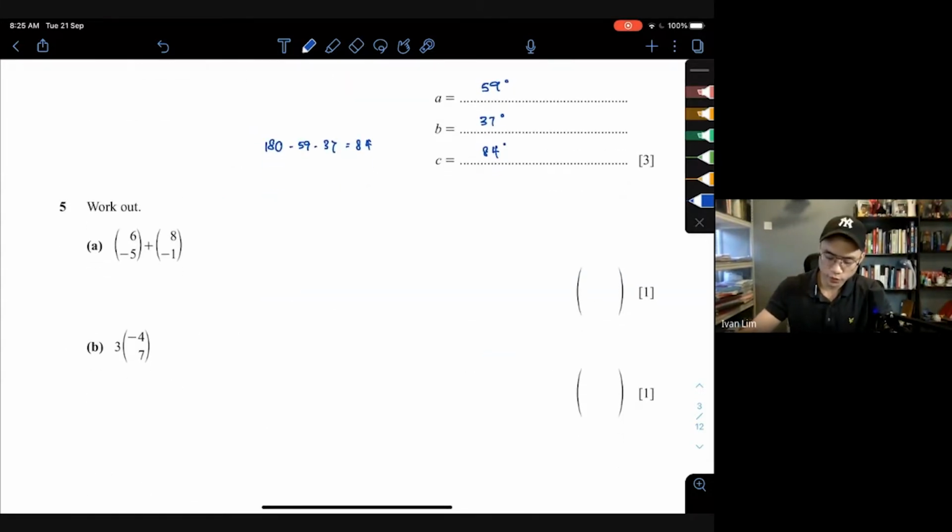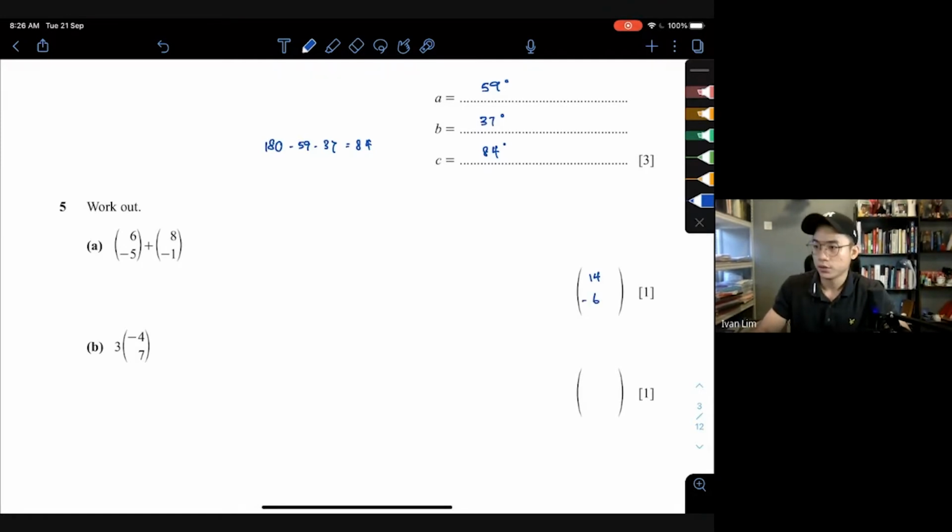Question 5. Work out the column vector (6, -5) plus (8, -1). So this is just a column vector. All you need to do is add your x's and add your y's together. So 6 plus 8, you'll get 14. For y, negative 5 and negative 1, you'll get negative 6.